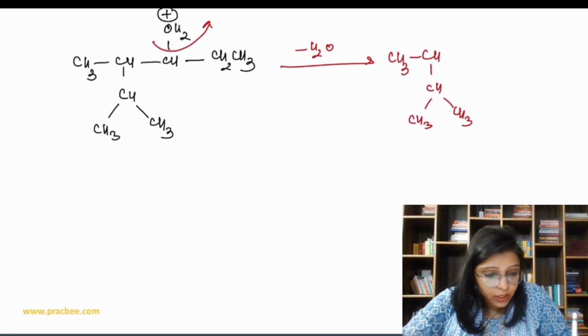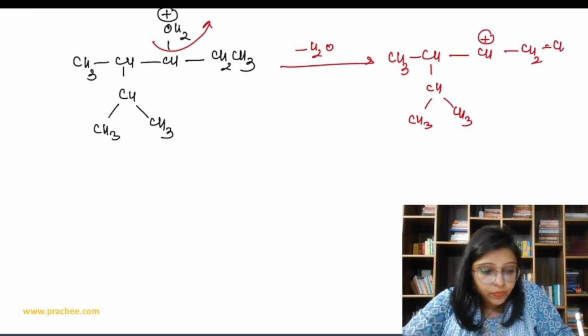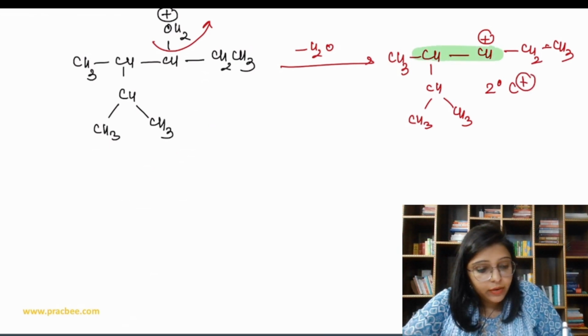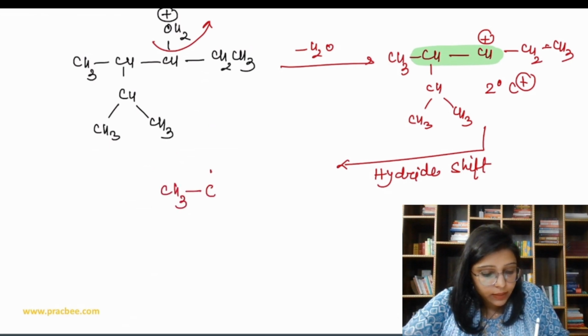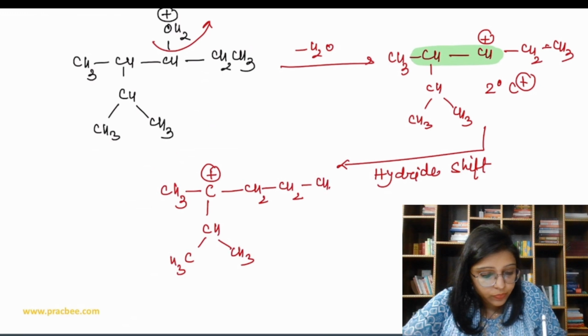CH3, CH3, then CH positive, and then CH2, CH3. So this is a 2 degree carbocation. Now if we do a hydride shift, then we get a more stable 3 degree carbocation, CH, CH3, CH3, here we write CH2, CH2, CH3.